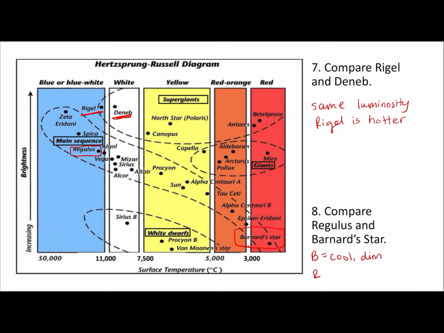left area. Also, you could go in to say size. Regulus might be larger than Barnard. I don't know that though because they're both main sequence, so that doesn't quite give that away.